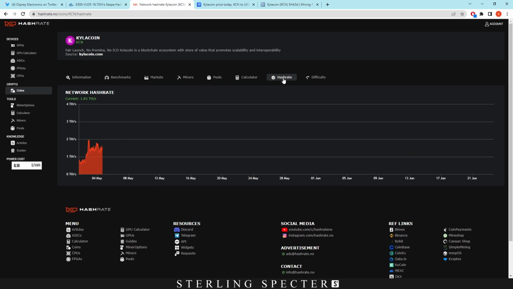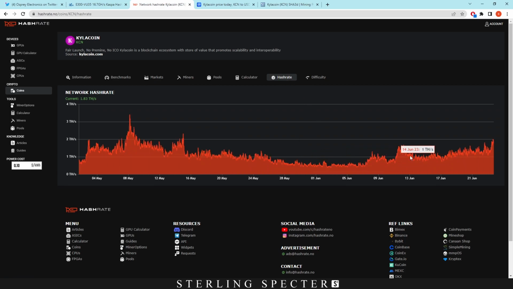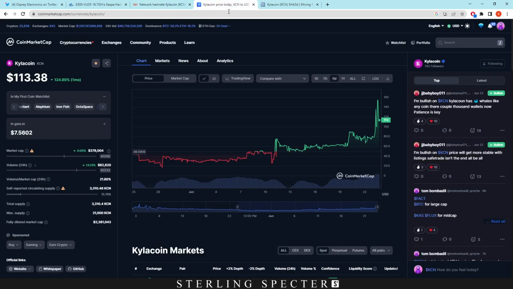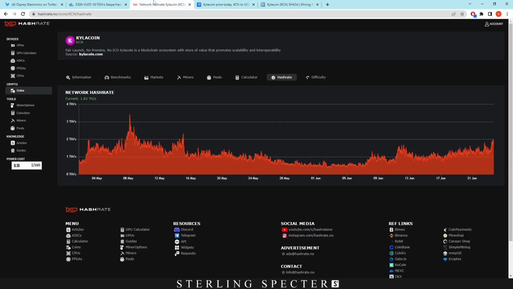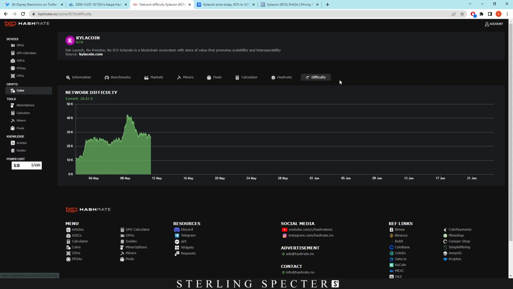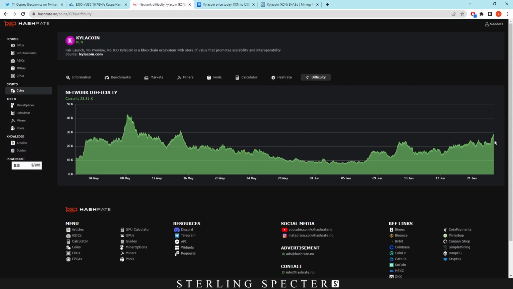So when we look at the hash rate, we can see that it's starting to ramp up a little bit, probably because of the E300s, and probably because of the price of KylaCoin, which we can look at here. But before I look at that, let's look at difficulty as well. You can see that's following hash rate nicely as well.